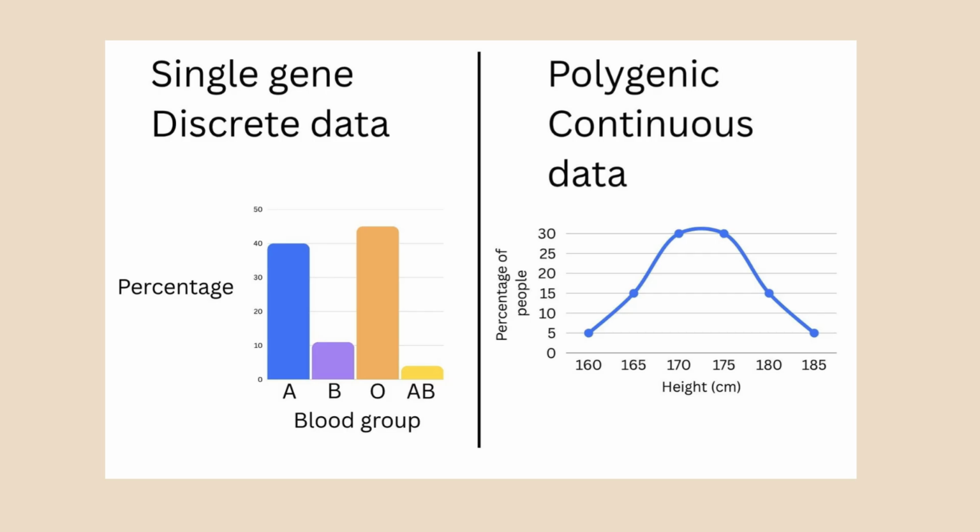When the characteristic is controlled by a single gene, there is discrete data, so we use a bar chart. When there are many genes, so polygenic, there is continuous data, and so we use a graph, and you can see the normal distribution curve.